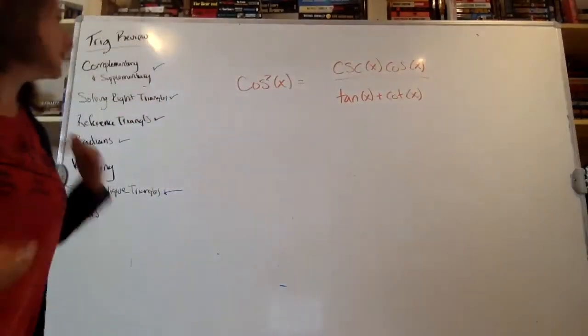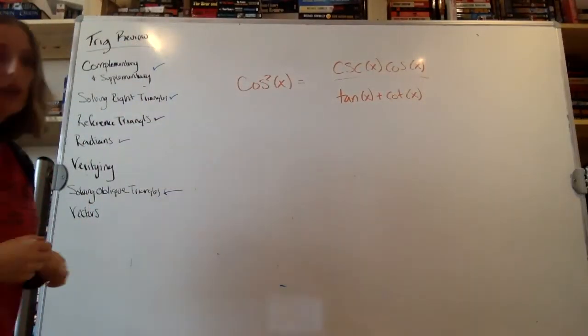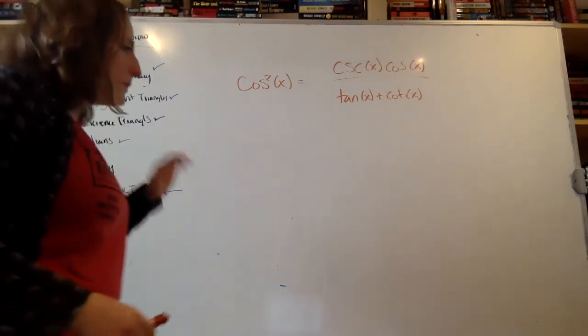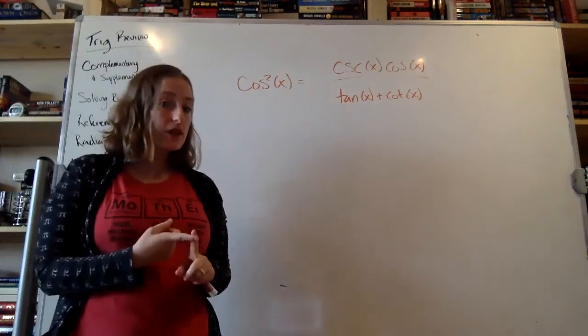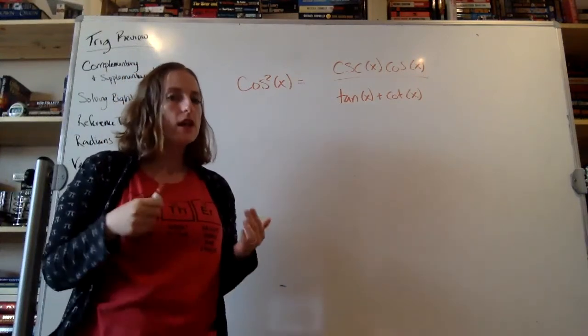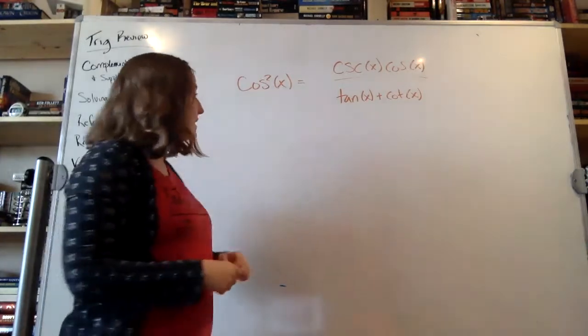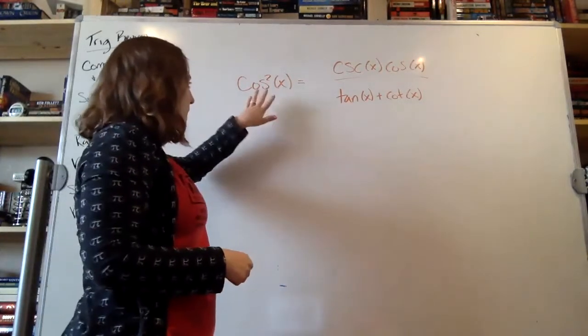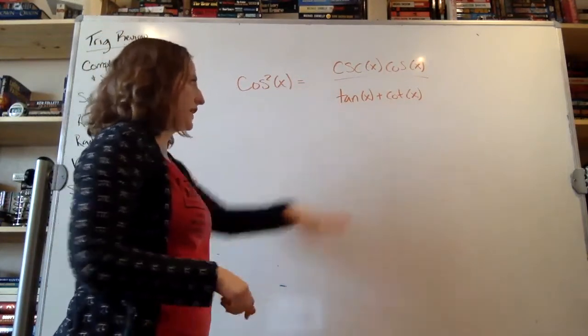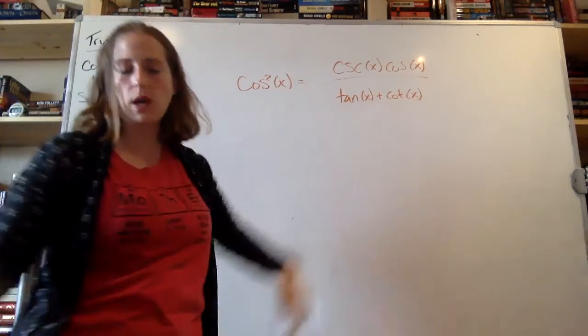Okay, so let's talk about verifying. When we are verifying, we have a couple of big principles that we want to remember. The first thing is pick one side of your equation, the more complicated side, to work with. So in this case, which is more complicated: cosine squared x, or cosecant x cosine x divided by tangent x plus cotangent of x? I would definitely say this side is more complicated.